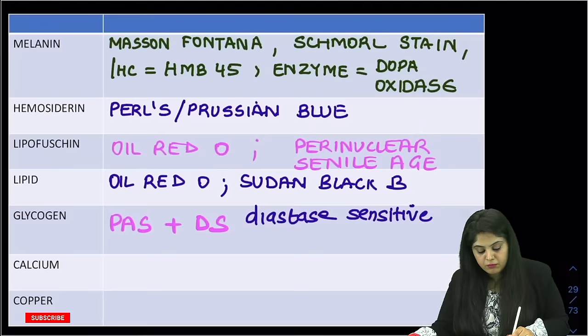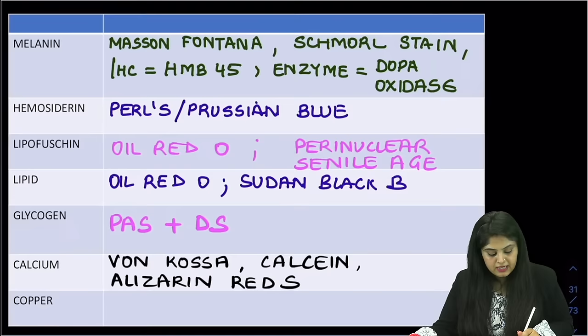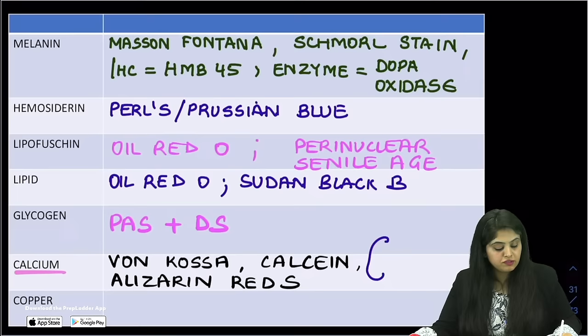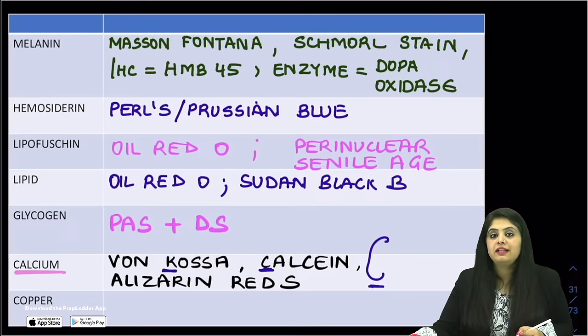Finally, coming to calcium and copper. For calcium, the mnemonic is only going to be calcium, and that is going to be the way you write calcium. So K for von Kossa, so von Kossa is one stain. K for calcein, so calcein is the other stain, and AL for alizarin red S. Von Kossa, calcein, alizarin red S. These stains are also done.